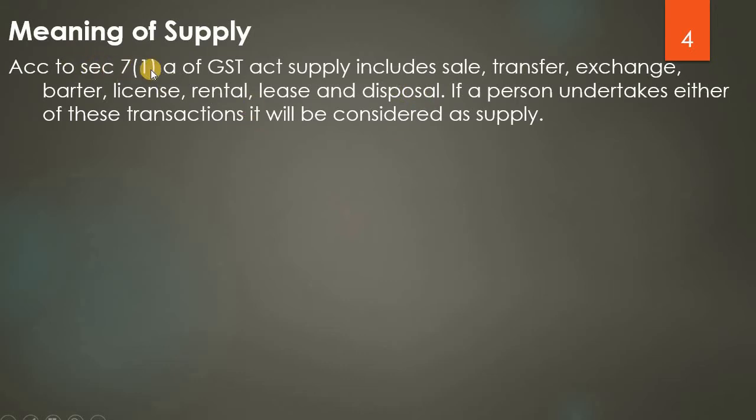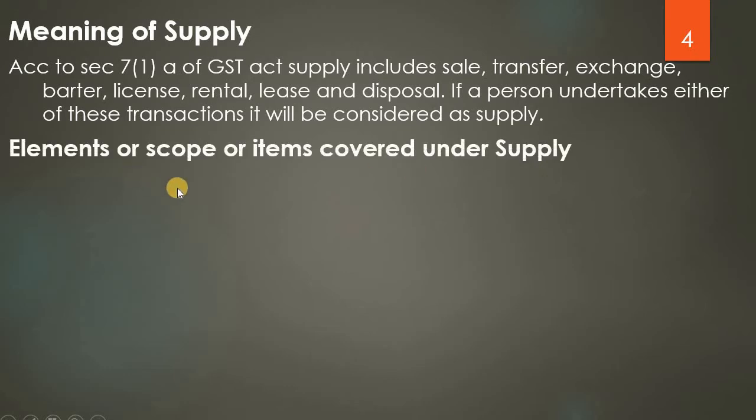According to Section 7(1) of the GST Act, supply includes sale, transfer, exchange, barter, license, rental, lease and disposal. So all these terminologies are included. If you are using any of these terms in your transaction, then that is considered supply. If you are selling, transferring, or exchanging anything, or exchanging goods under the barter system, or license, rental, lease, everything is in the purview of the meaning of supply. If a person undertakes any of these transactions, it will be considered as supply.